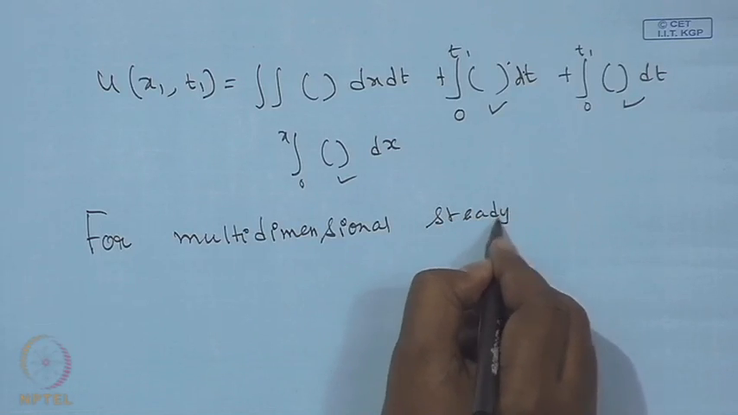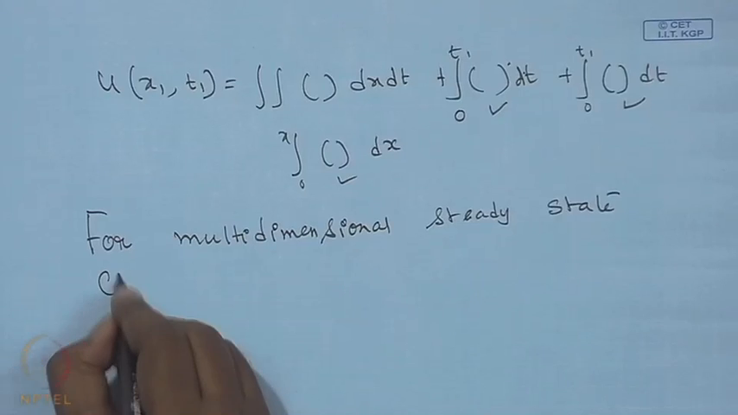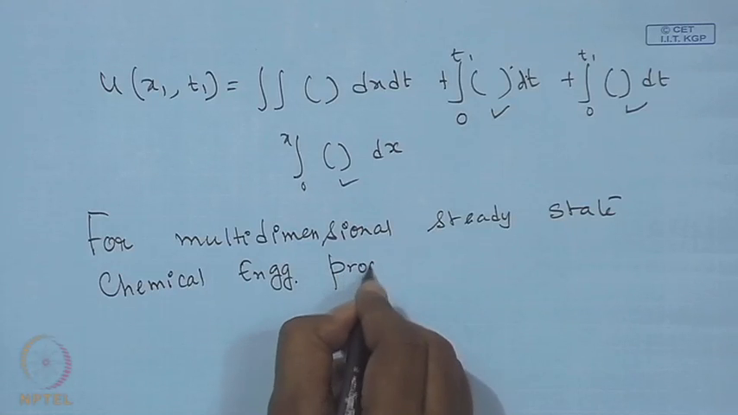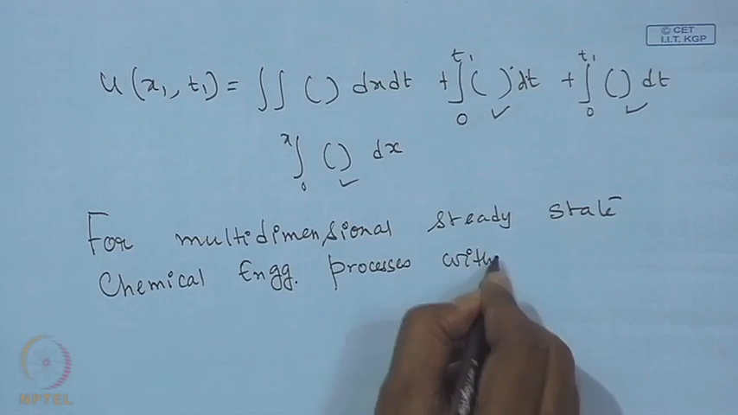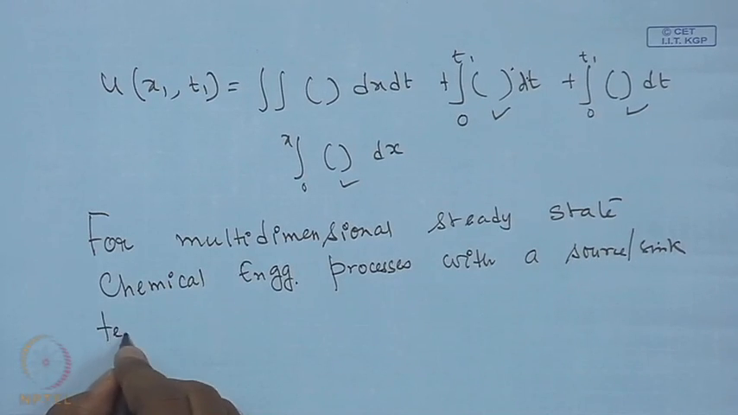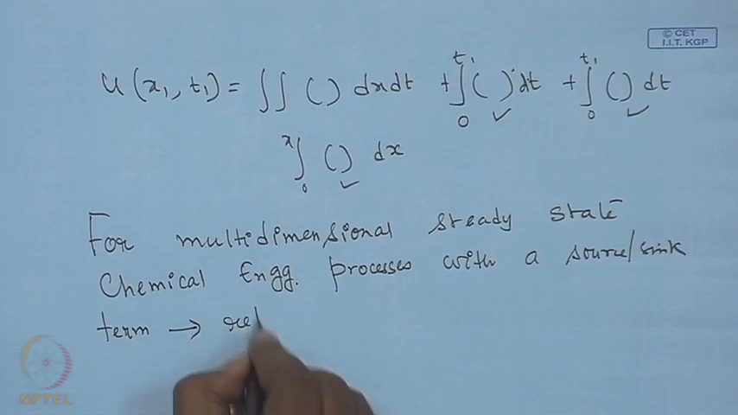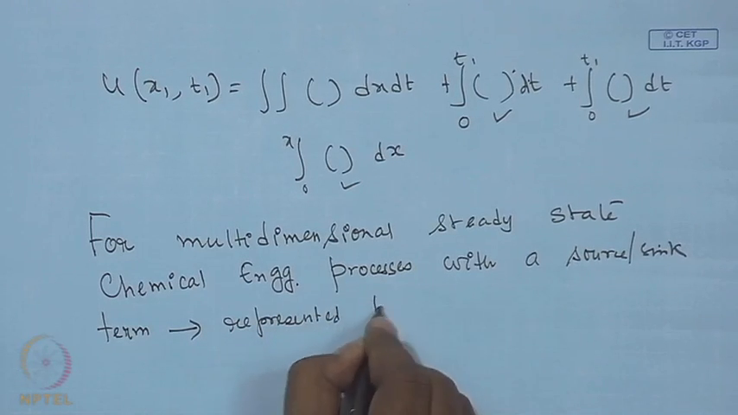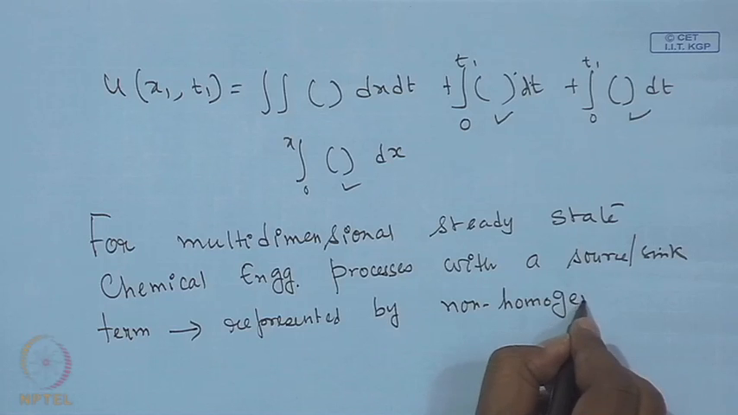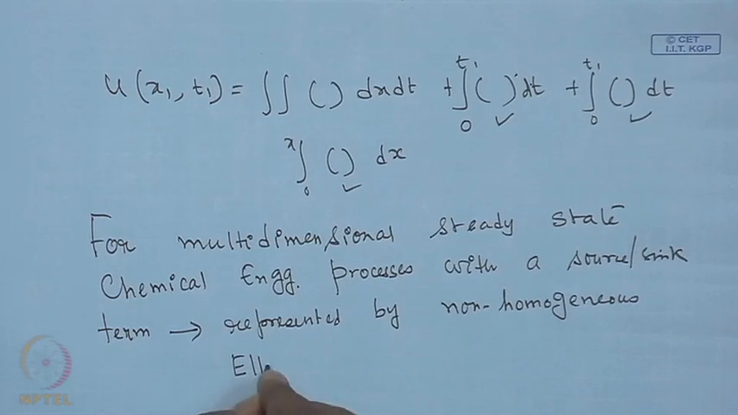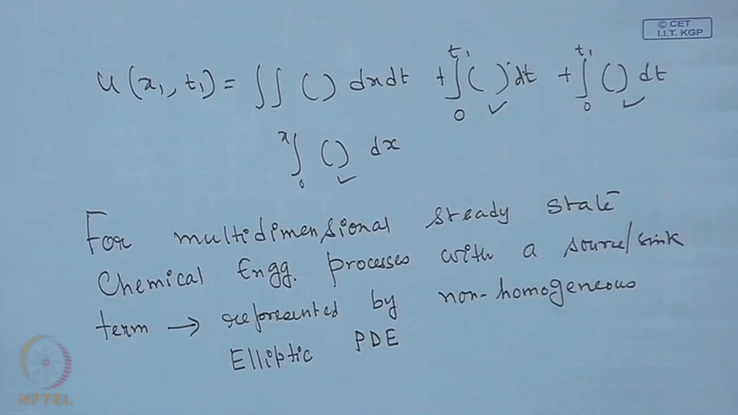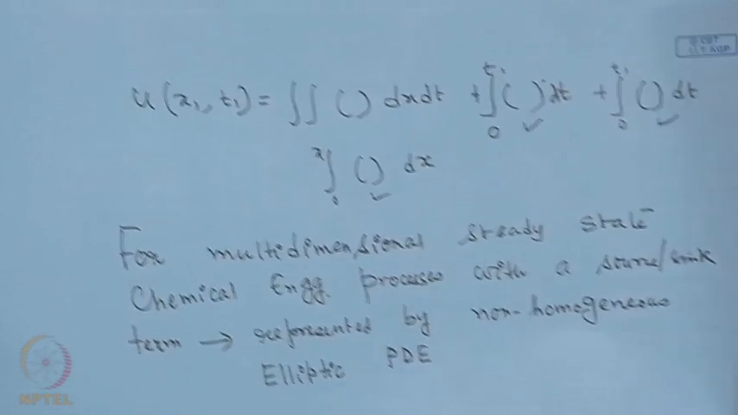steady state chemical engineering processes with a source or sink term, which is represented by a non-homogeneous elliptic partial differential equation. So, I will just take up an example.